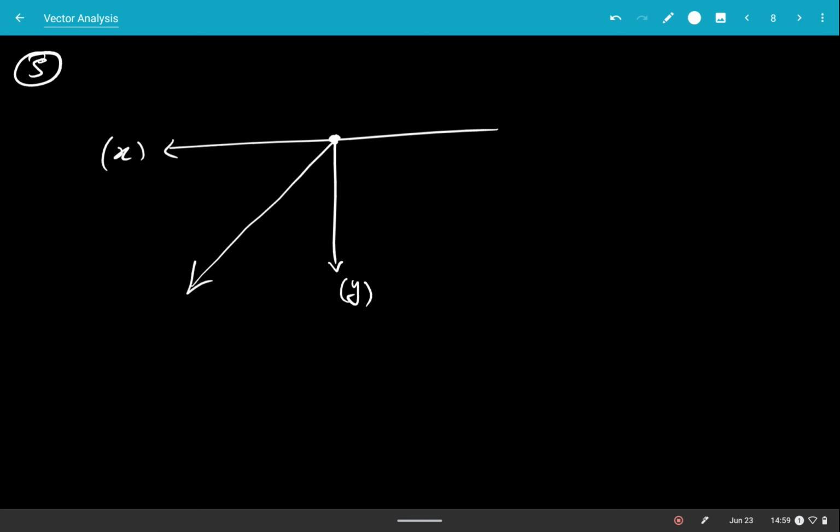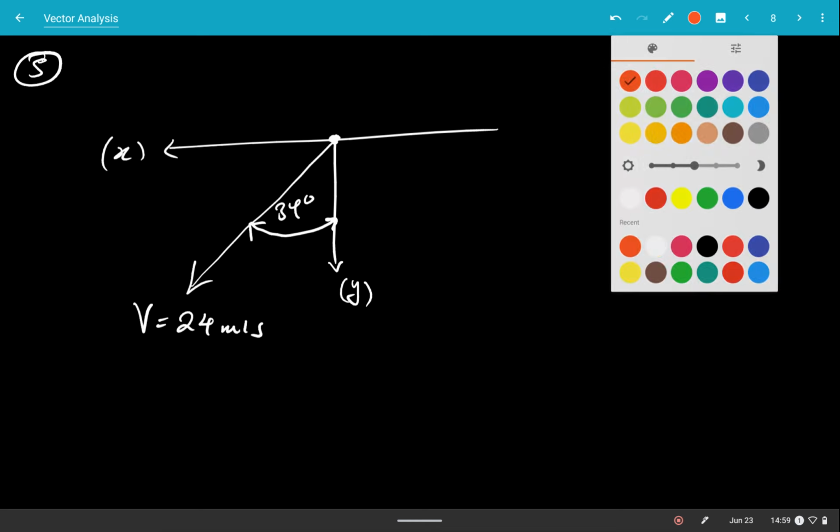Example number 5. Suppose you have something like this. Say this is your negative y and your x. So let's say the vector is in that manner. Say a velocity of 24 meters per second. The direction is somewhere there. That's 34 degrees. But let's try to resolve this.